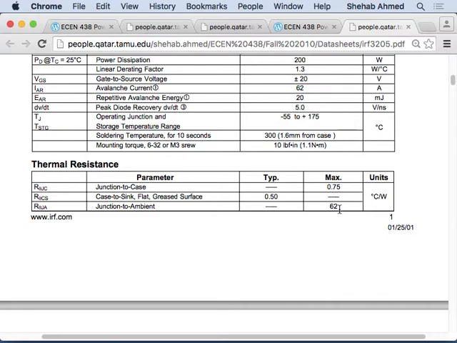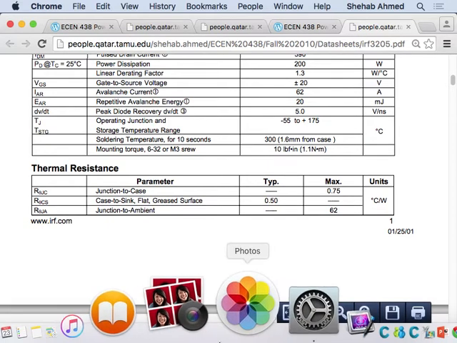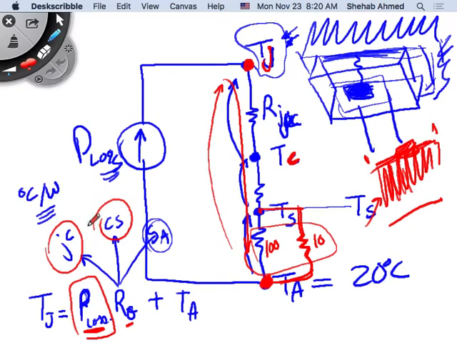But this device, if you operate with 1 milliwatt of loss, it will survive. Will it survive? You go to your equation. T junction is equal to the thermal resistance times the power loss plus the ambient temperature. Let's say the ambient is 25, for example, and this is 62. So if you have 1 watt of loss, you're talking about 62 plus 25, so about 87 degrees Celsius.